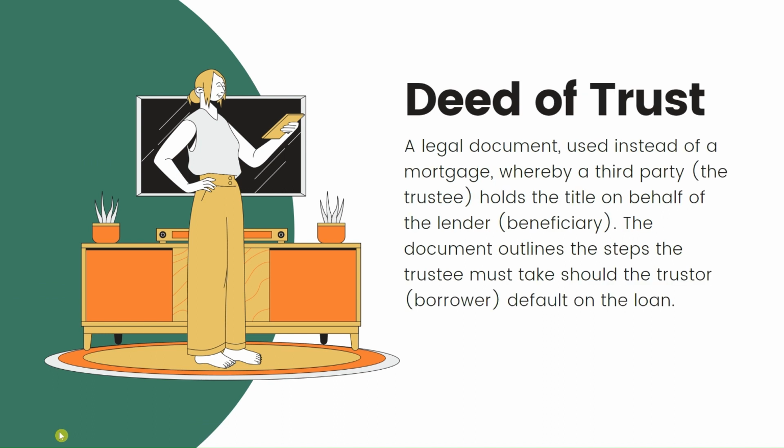A deed of trust is another financing instrument that's used instead of a mortgage. In this scenario, we have a third party who is called a trustee. The trustee will hold on to the title on behalf of the lender. And should the borrower default, the title will go to the lender. If the borrower pays the loan off in full, title goes to the borrower. So that is your deed of trust.